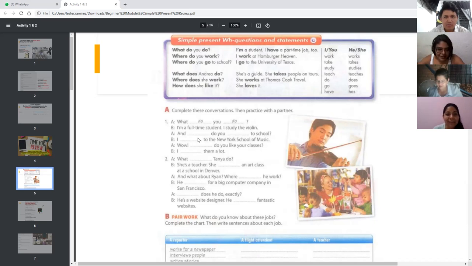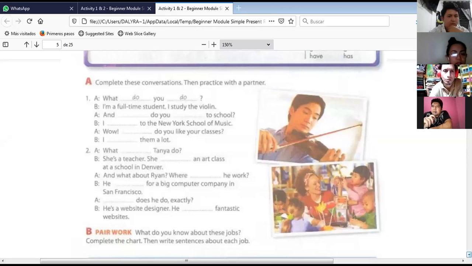What does Tania do? What does Tania do? She's a teacher. ¿Cuánto? Le estoy preguntando cuánto. ¿Verdad? How much do you like your class? How much do you like your classes?